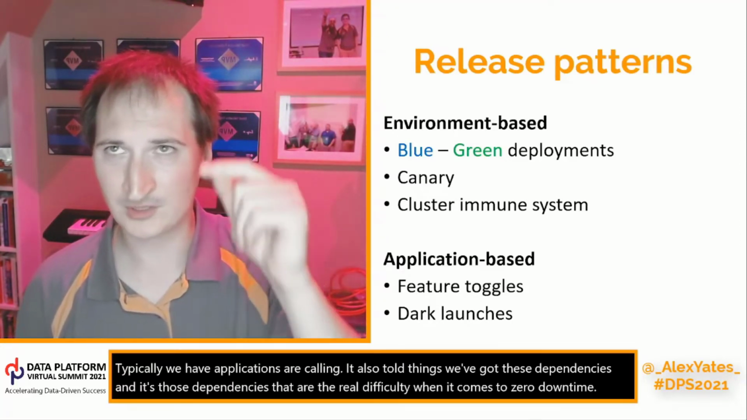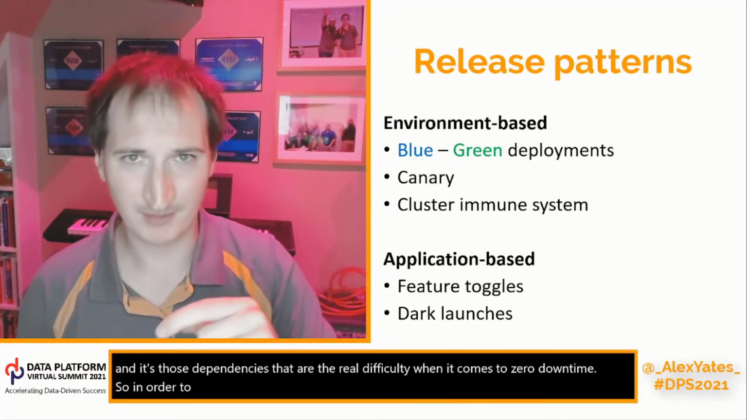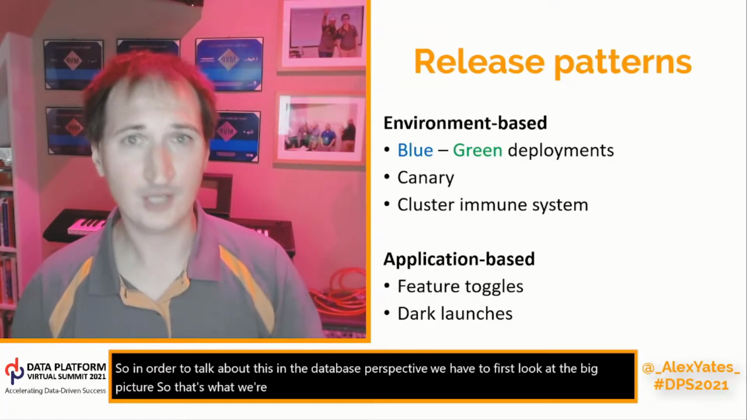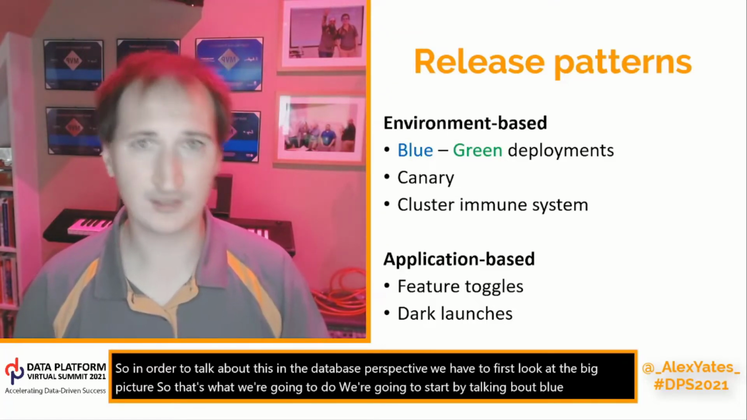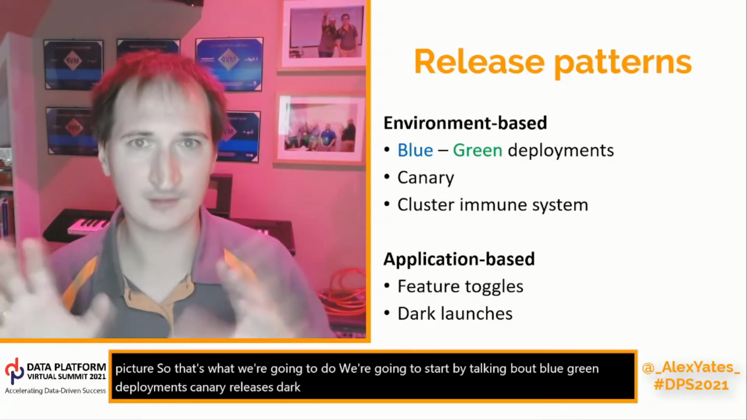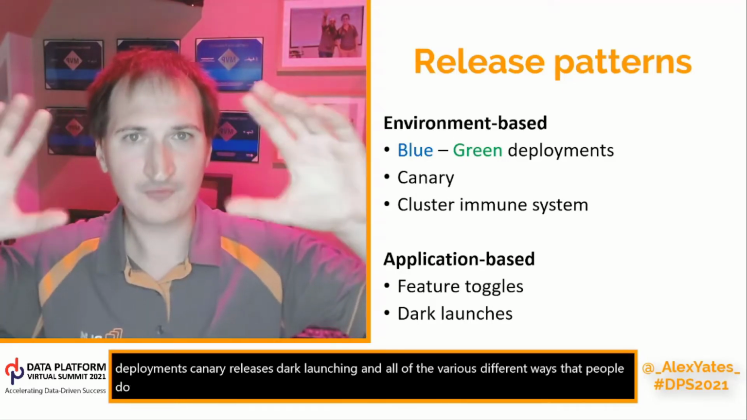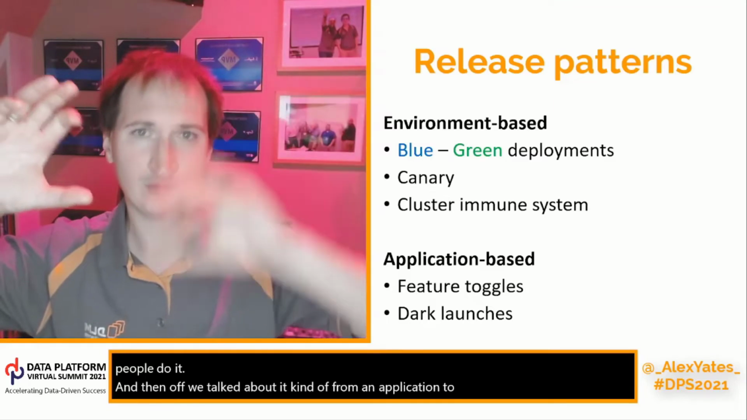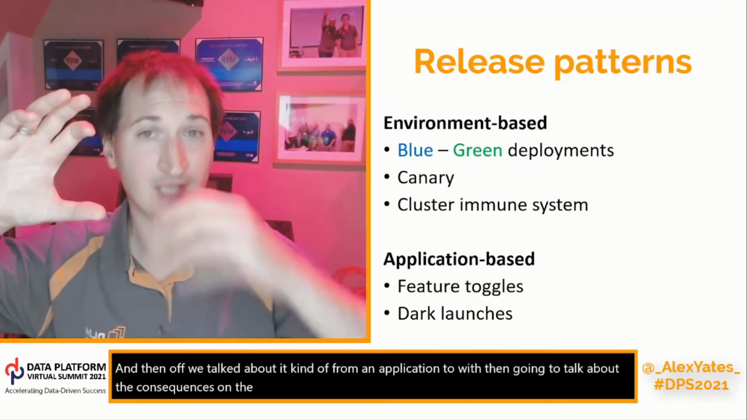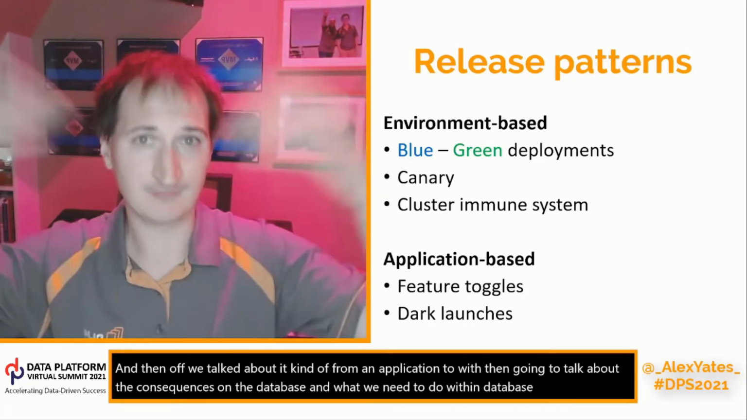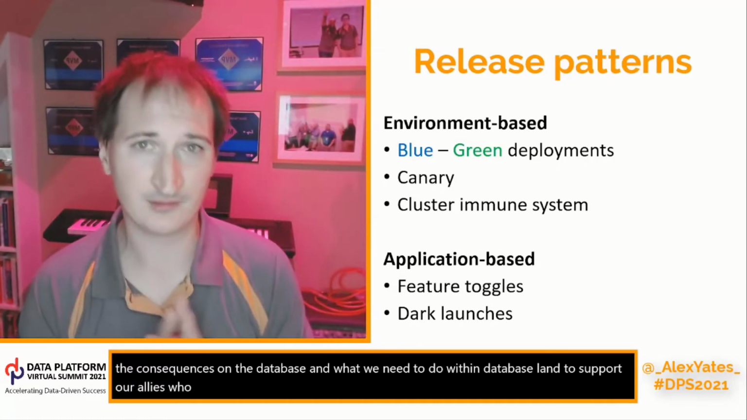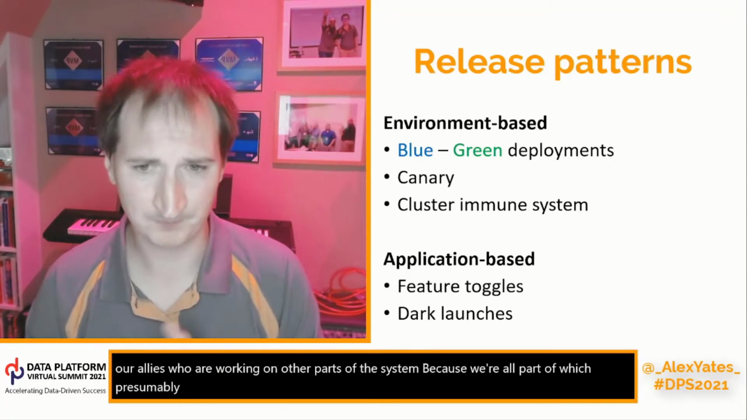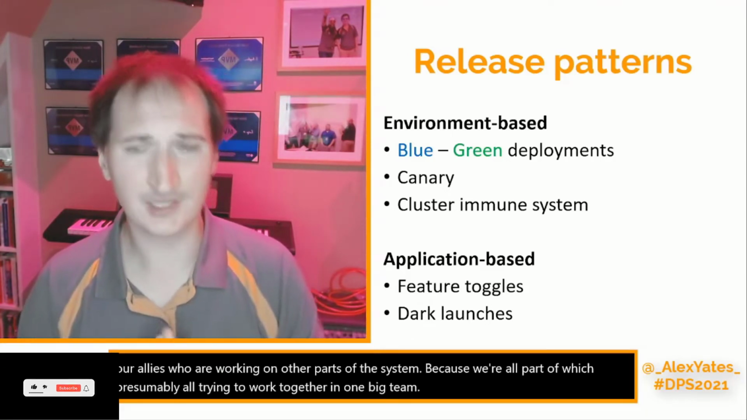So in order to talk about this from a database perspective, we have to first look at the big picture. So that's what we're going to do. We're going to start by talking about blue-green deployments, canary releases, dark launching, and all of the various different ways that people do it. And then after we've talked about it from an application tier, we're going to talk about the consequences on the database and what we need to do within database land to support our allies who are working on other parts of the system, because we're presumably all trying to work together in one big team. So let's get started.